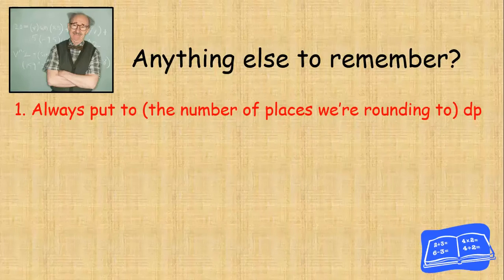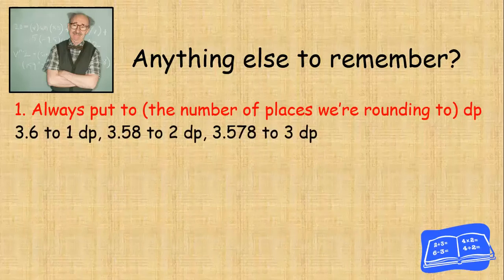Well, when you've got your answer, you always have to put down "dp", meaning decimal places, with however many you're rounding to. So it could be to 1 dp, to 2 dp, to 3 dp, depending on how many decimal places you've rounded to. This just tells the reader or the examiner or whoever that the number's actually longer, you've just simplified it down to so many decimal places.